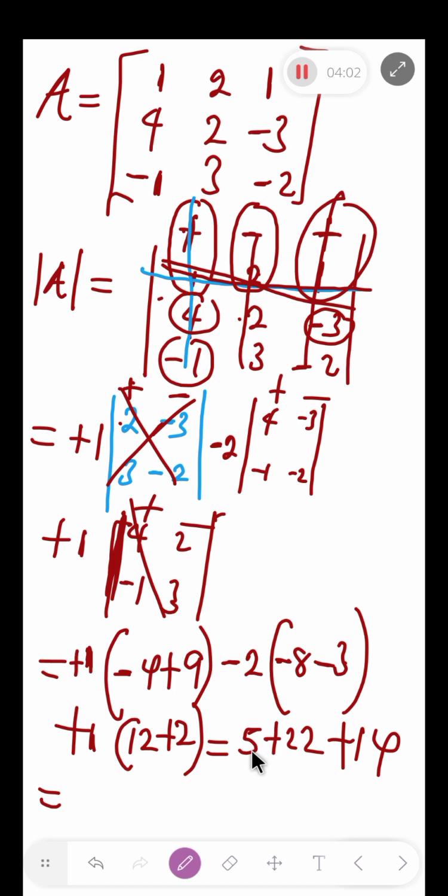So 5 plus 22 is 27, right? 27 plus 14 is 41. Yes, that should be 41. So the determinant of this matrix is 41. I will need to use the second method, and then let's see whether we also get 41 or not.